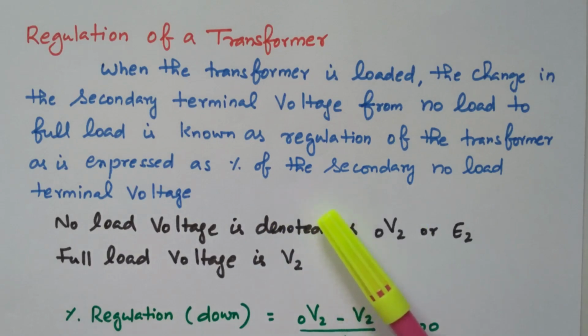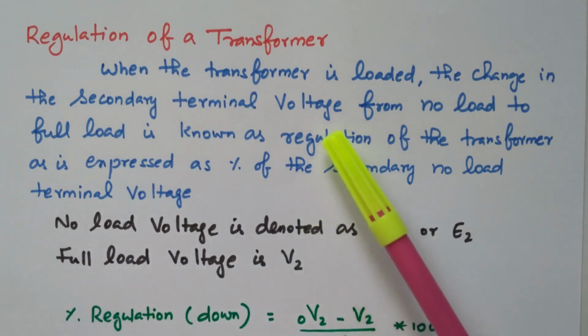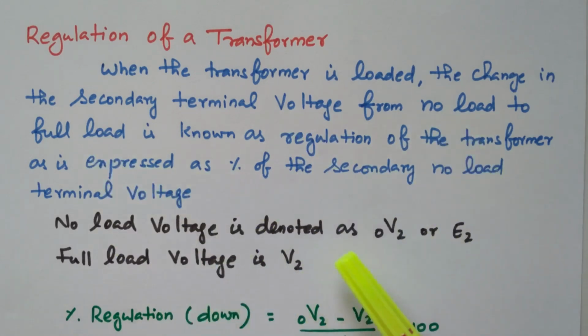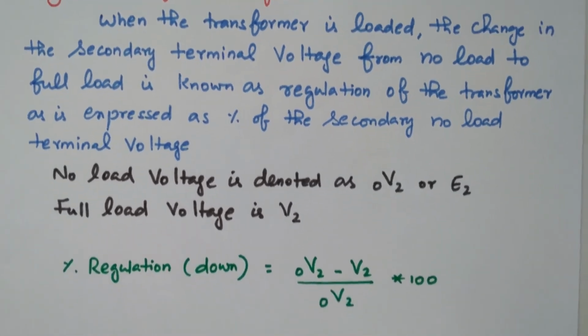So regulation is nothing but, when the transformer is loaded, how the secondary voltage changes from no load to full load value. The no load voltage is denoted by V20, where the 0 refers to no load. The full load voltage is V2. V20 is the no load voltage and V2 is the full load voltage. The difference between these two is the regulation.